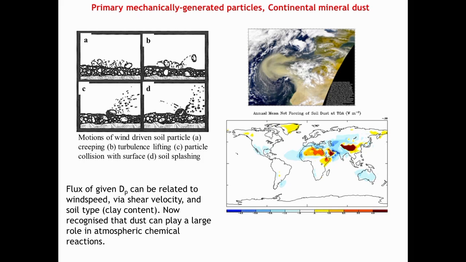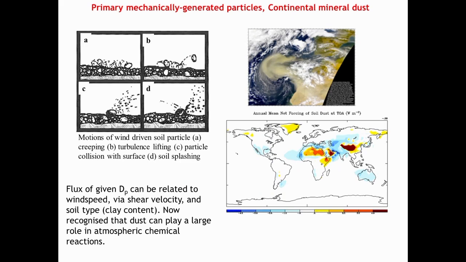The clay tends to bind. So if it's much looser mineral content, then you tend to be able to kick up more dust. So the soil type and the wind speed are both important. So when you have atmospheric models, they consider the soil type, the soil moisture content, and the wind speed, and that tells you something about the source flux of the dust.